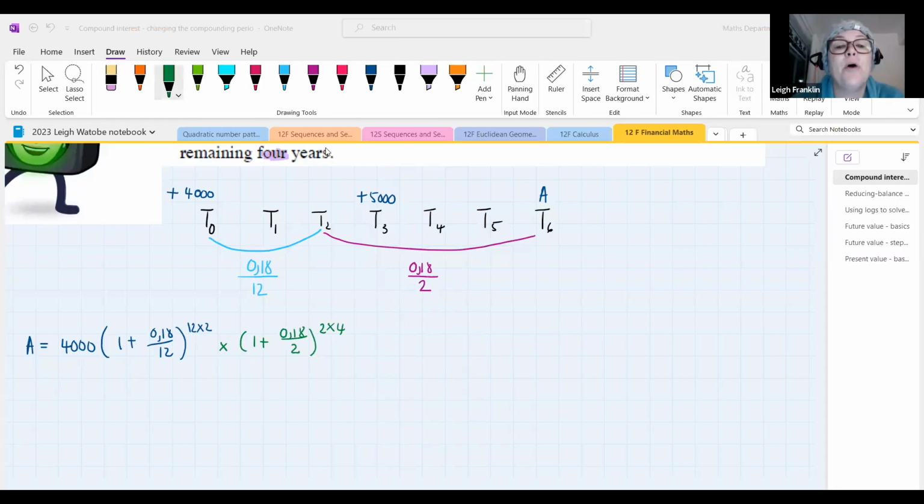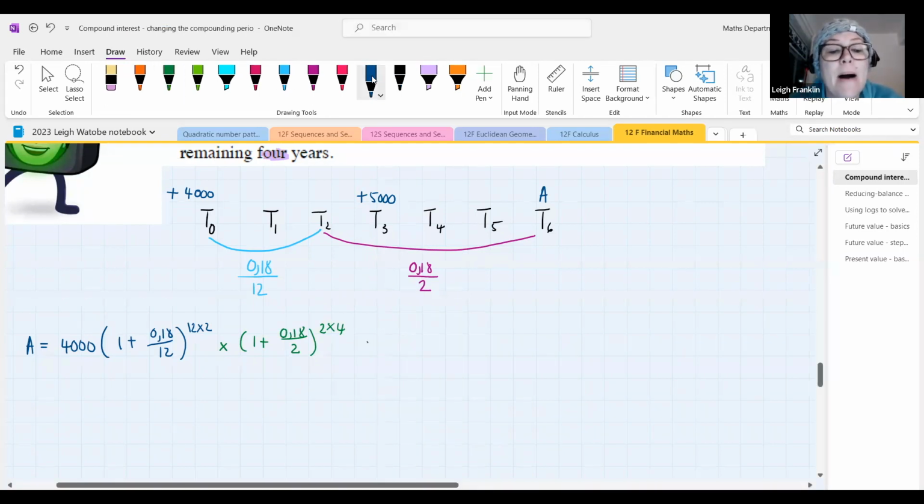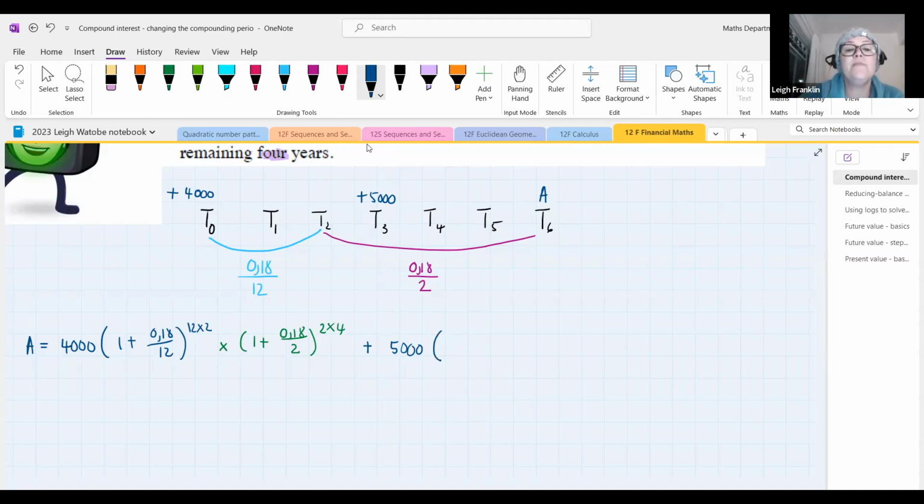Plus, we have a deposit at T3. So we are going to deal with that by adding the 5,000 Rand together with its interest. This 5,000 Rand is in the account for 1, 2, 3 years. So this is going to be 1 plus 0,18 over 2, and here it is going to be for 3 years, compounded twice a year.